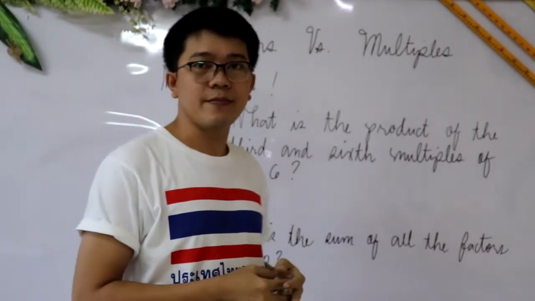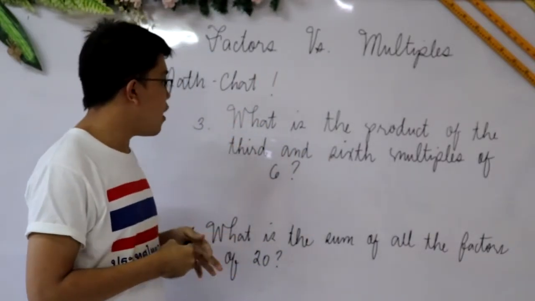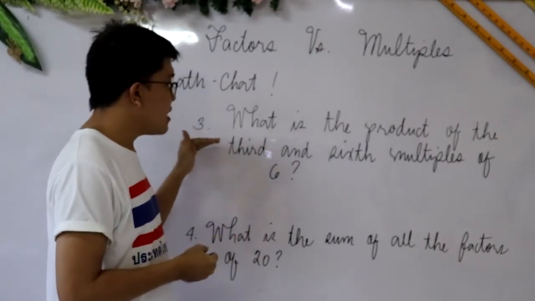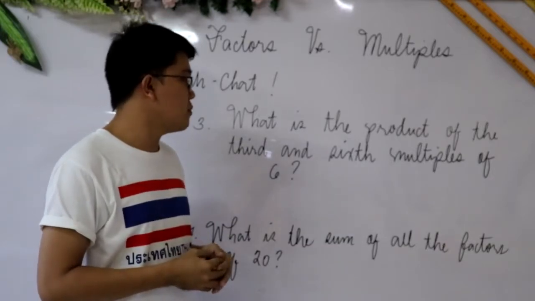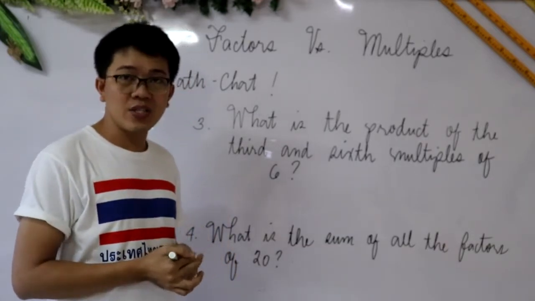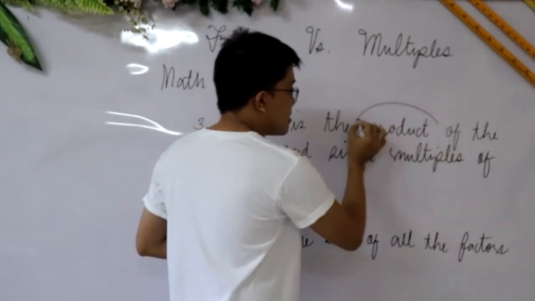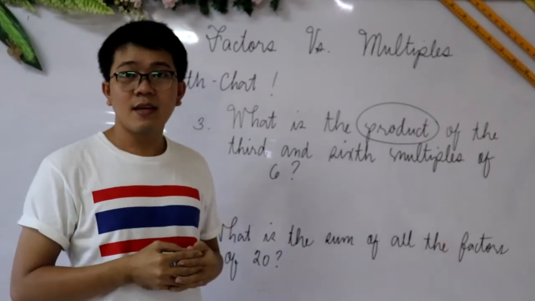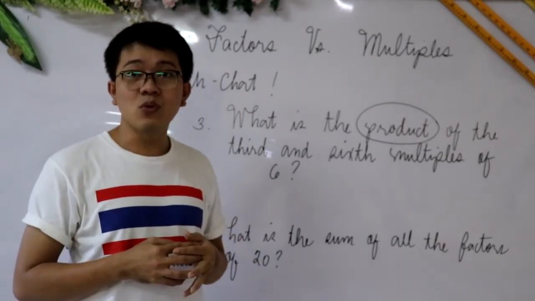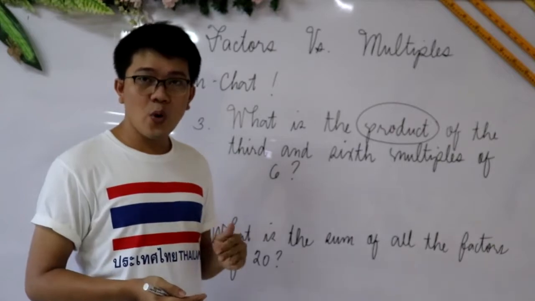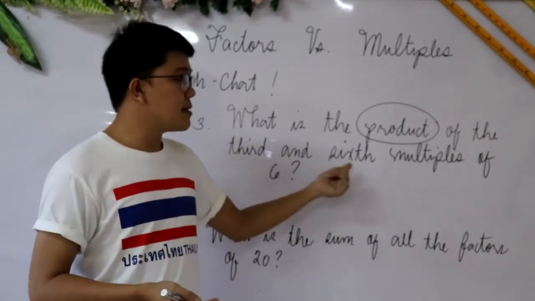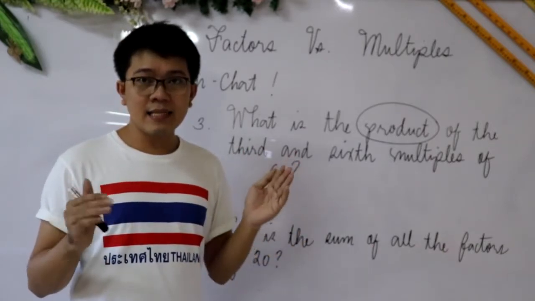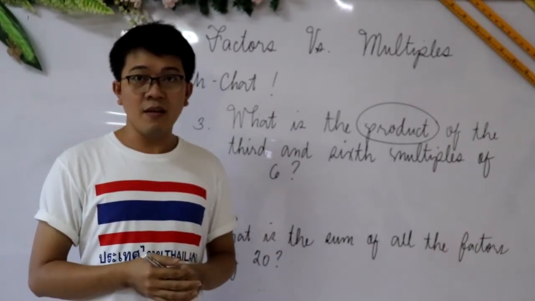Number 3 question. What is the product of the third and sixth multiples of 6? I'm going to encircle this word here because it is very important for us to know what the word product means. We get a product by multiplying numbers. So before we get the product of the third and sixth multiples of 6, we should first list down the first 6 multiples of 6.